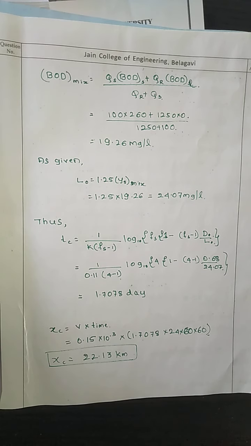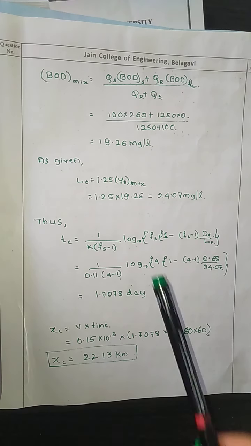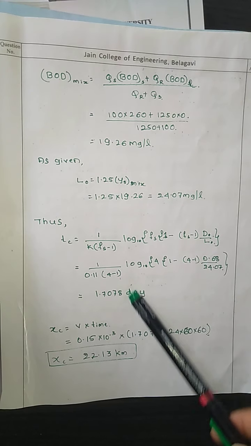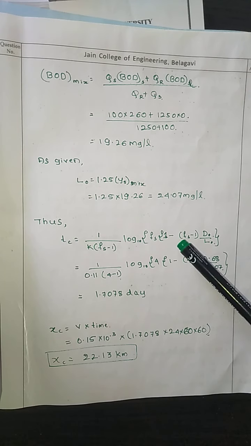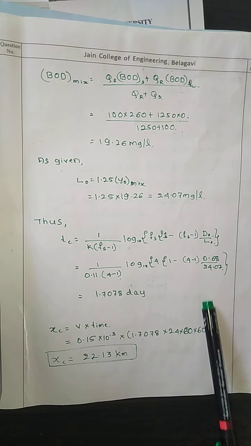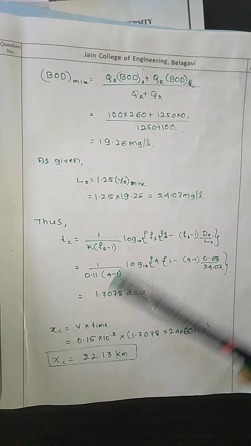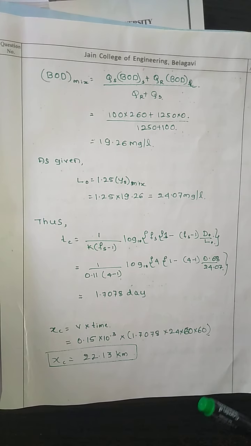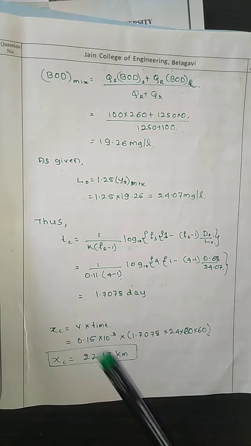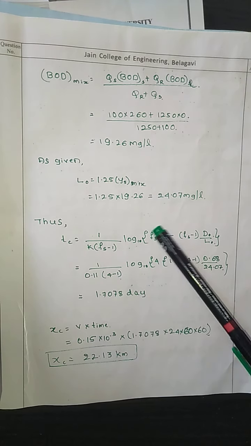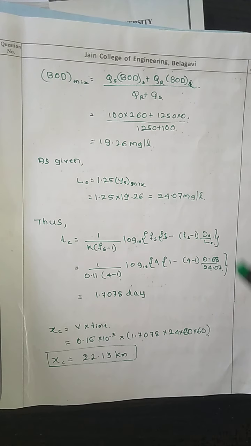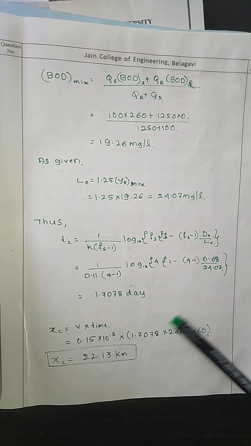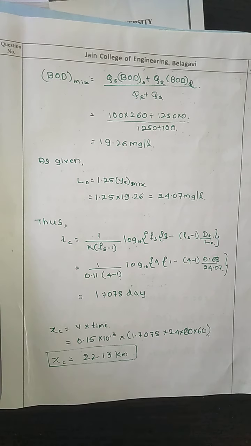Then the time required to reach the critical oxygen deficit is 1 divided by K into (Fs minus 1), into log to the base 10 of Fs into the bracket 1 minus (Fs minus 1) into D naught divided by L naught. So we just need to add the values. K is given as 0.11, Fs is 4, D naught we have calculated as 0.68, and L naught is 24.07. If we simplify this, we get 1.7078 days.